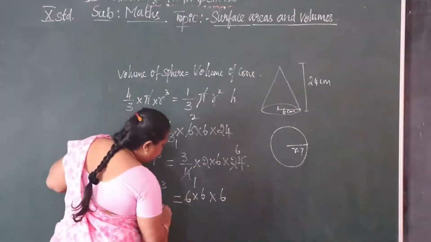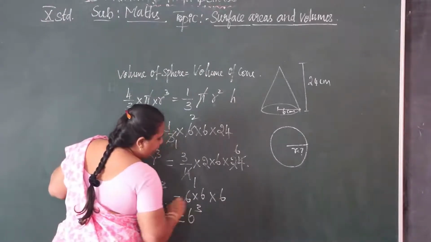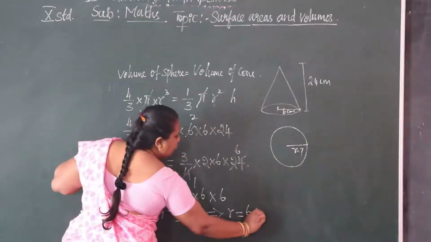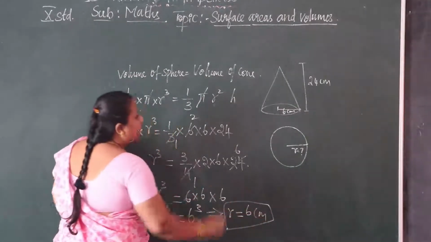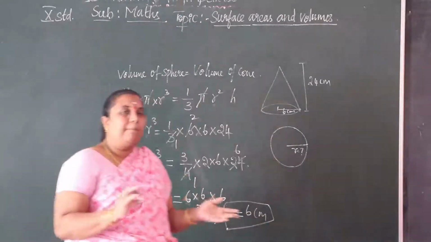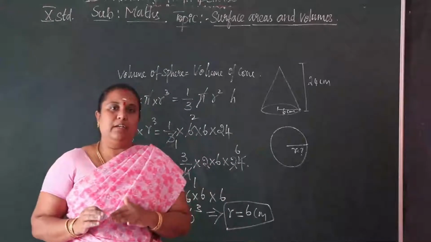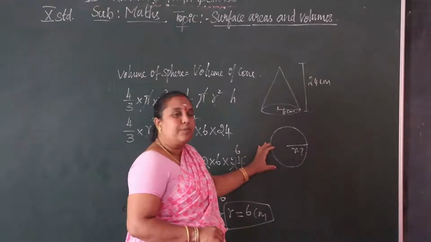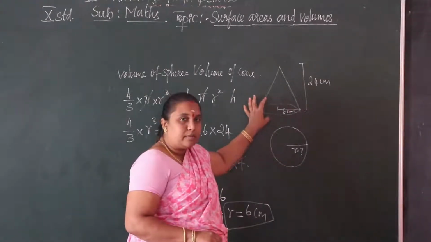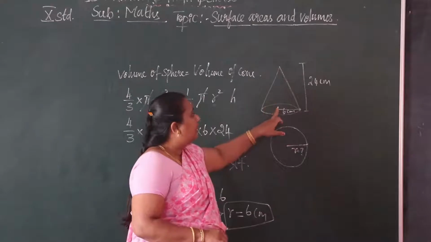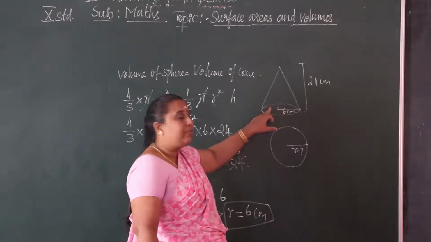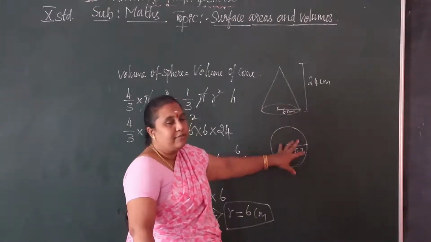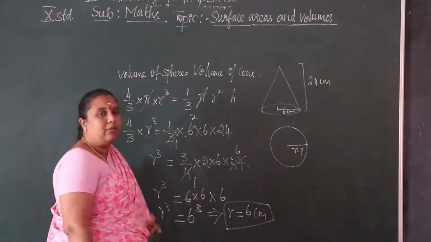This can be written as r cube equals 6 cube. So from this we can say the radius of sphere equals 6 centimeter. Can you understand, children, how to find this? We have to compare the volumes of two figures. We are reshaping this cone model into a spherical model, so the volume of cone equals the volume of sphere. Here we know the radius and height of the cone, and we have to find the radius of the sphere.